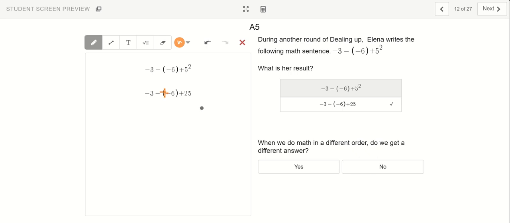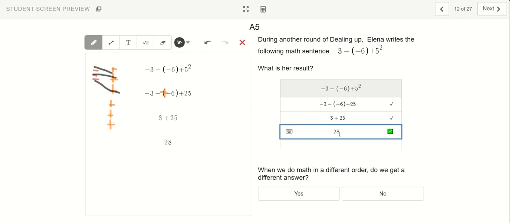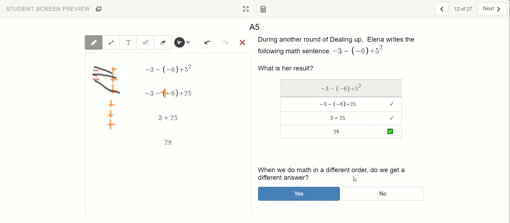Negative 3 plus 6. So negative 3 is 3 reds. All right, plus 6 is 6 positives. 3, 4, 5, and 6. Sorry about that. And notice that they're going to cancel out, right? Cancel, leaving me with positive 3. So 3 plus 25. And 3 plus 25 is 28. So again, if we do things in a different order, we should always get a different answer.